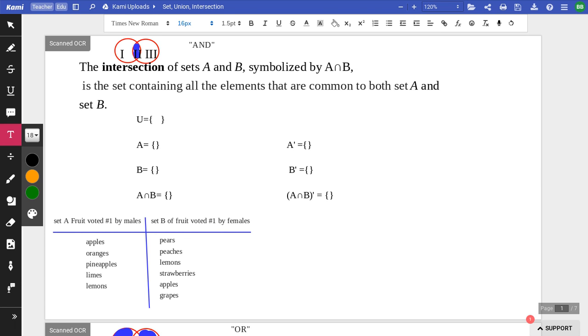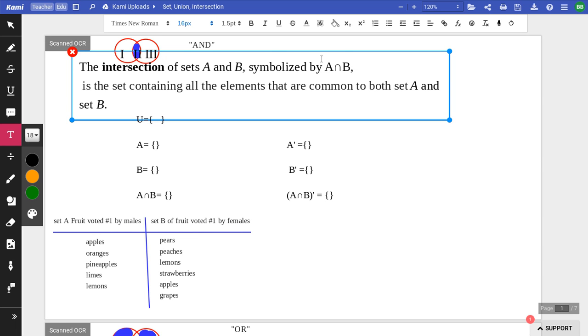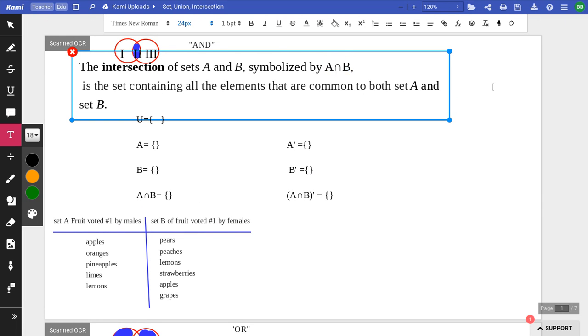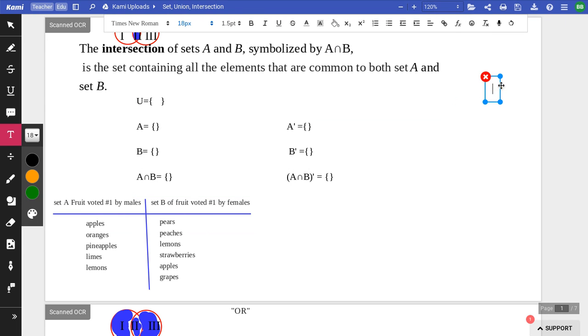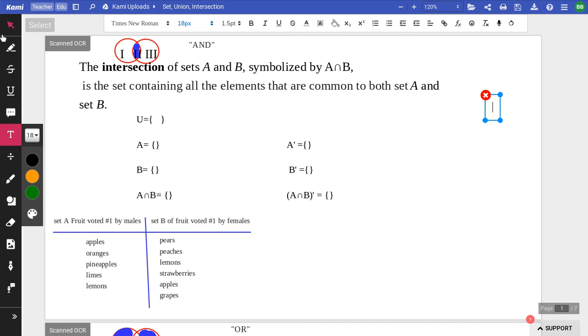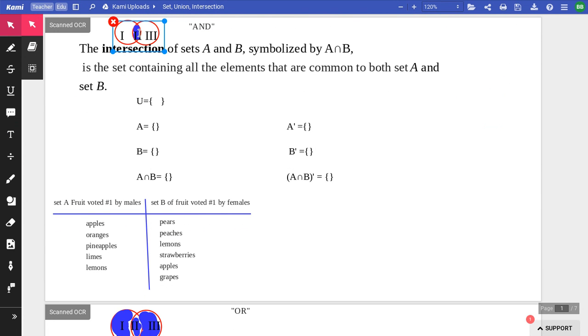Let's start off with the intersection. The intersection of sets A and B is symbolized by A ∩ B, and is the set containing all the elements that are in common to both sets. So the intersection is referring to what's in common in both sets. You'll see right here, that's the overlapping part in the Venn diagram. That's what the intersection is referring to.